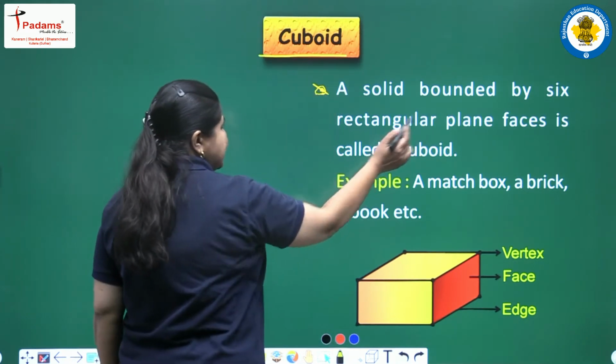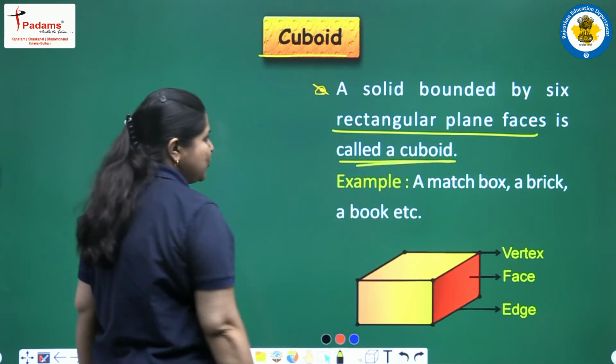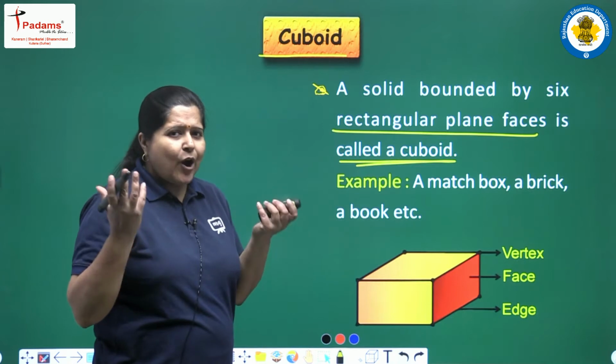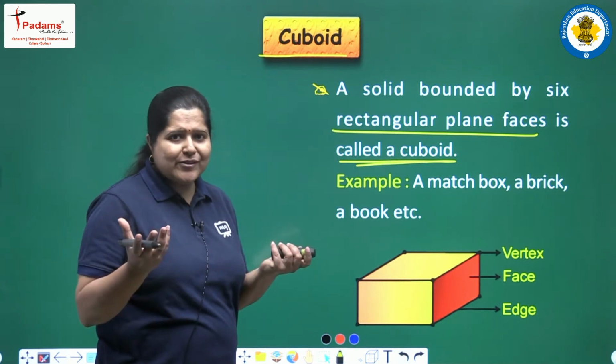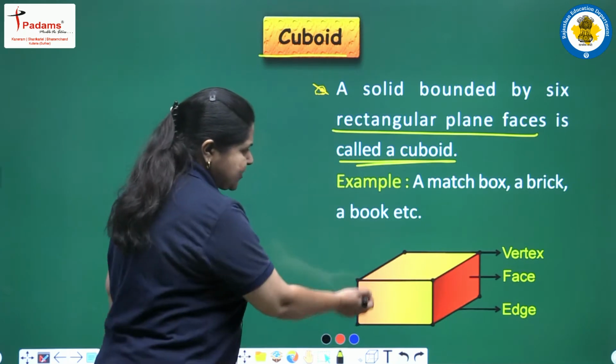A solid bounded by 6 rectangular plane faces is called a cuboid. You are very much familiar with this. You can take your pencil box in your hands, or you may take your lunch box also in your hands. If you have it cuboidal in shape, then you can always match it with this figure.